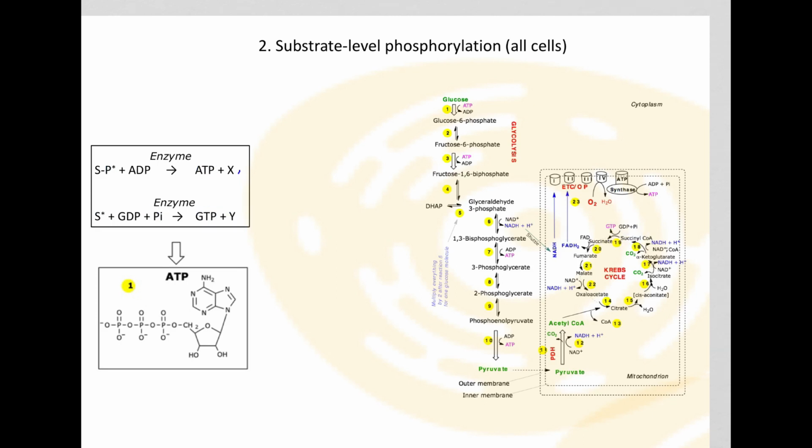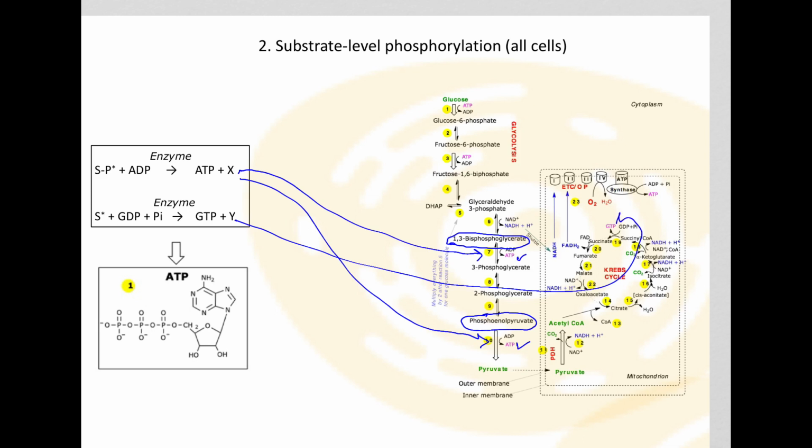So substrate level phosphorylation, where here's another example, the energy to make ATP is coming from substrates that have high energy, unstable substrates such as 1,3-bisphosphoglycerate here. We make ATP, and phosphoenolpyruvate is another high energy, unstable substrate, and again we make ATP here. And then we have this type of substrate level phosphorylation shown by this reaction in Krebs cycle.